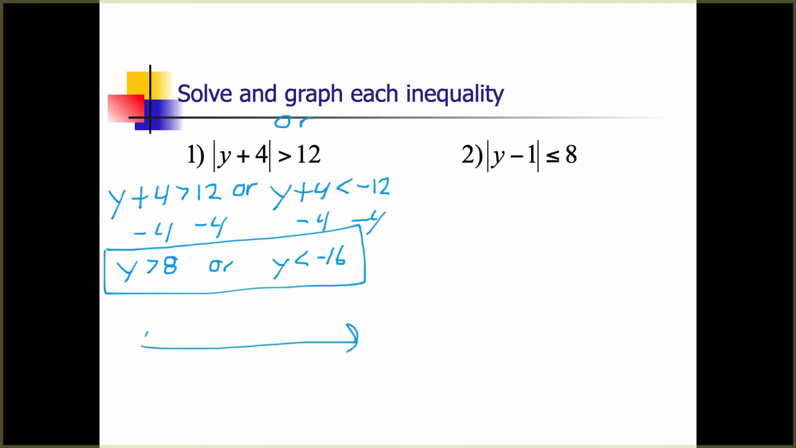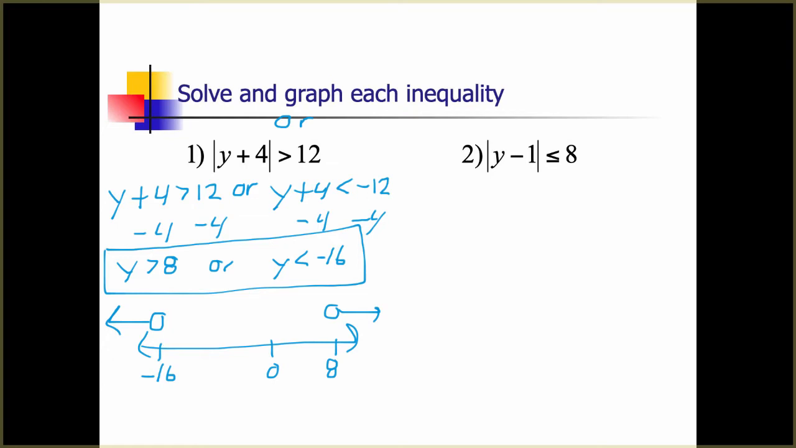And this is my graph. We have negative 16 here. We have 8. I'll throw a 0 in there also. And we are greater than 8, so we're going to the right. We are less than negative 16, so we are going to the left. There is my graph. There is my solution.